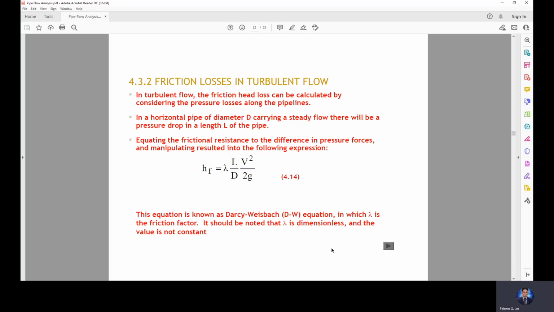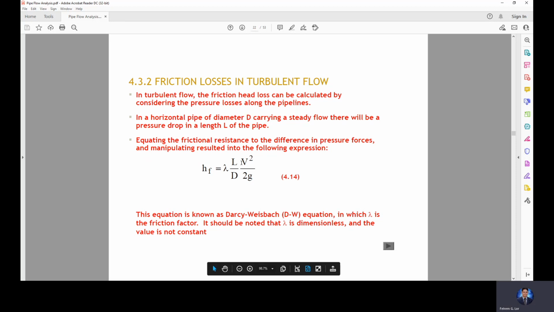So, friction loss in turbulent flow. In turbulent flow, the friction loss can be calculated by considering the pressure losses along the pipe. In a horizontal pipe of diameter D, carrying a steady flow, there will be a pressure drop along the length of the pipe. Equating the frictional resistance to the difference in pressure forces and manipulating resulted in the equation below.